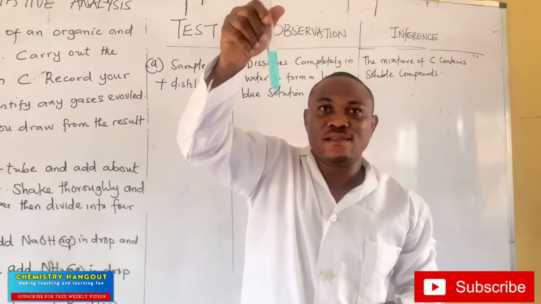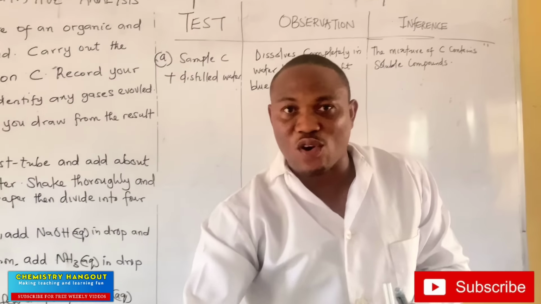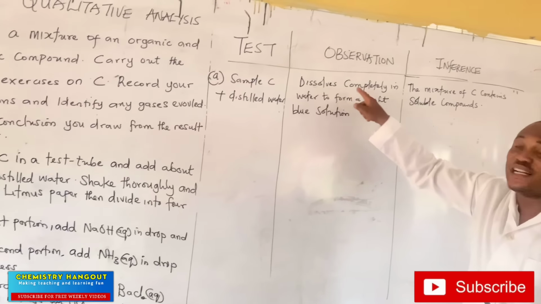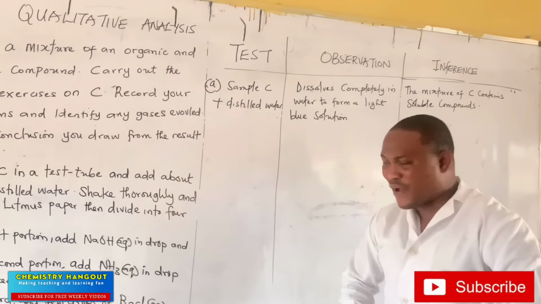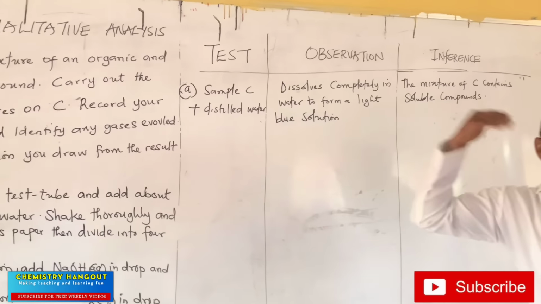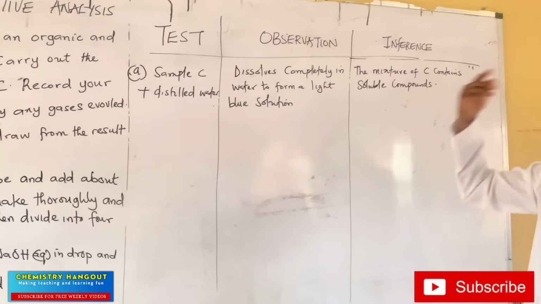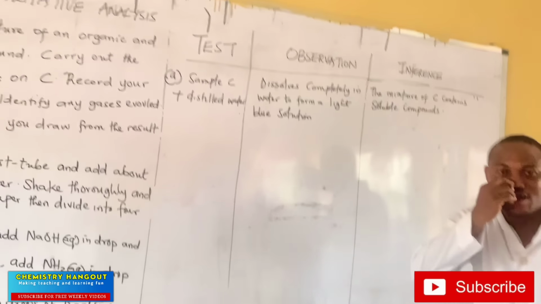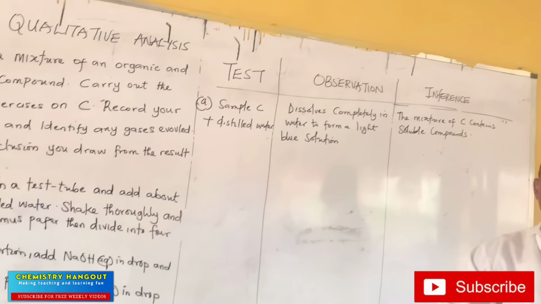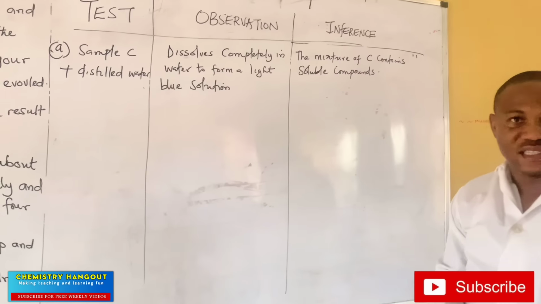So the first test, everything is soluble. It means that this mixture contains soluble compounds, and that's why the observation is that they dissolve completely in water. Is that clear? Very clear. We can have different words. Some people can say C are soluble compounds. Did you see? But the solubility has to be there. Some people say C contains soluble compounds. Some people say sample C is a mixture of soluble compounds. Did you get that now? But what we are interested in there is the solubility. Did you get that now?